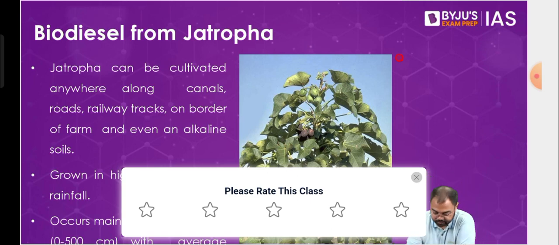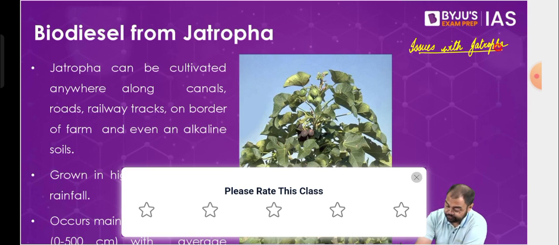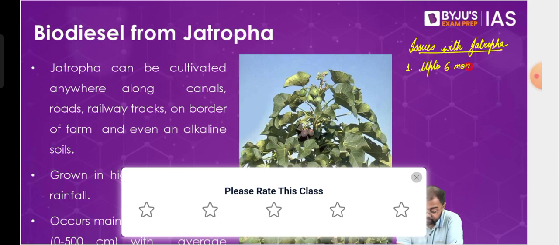Why? Because we are basically discussing issues with Jatropha. What are the issues? The first issue is that it takes more time to grow. It can take up to 6 months to grow. So getting seeds from here will take a lot of time. So that is the first thing.